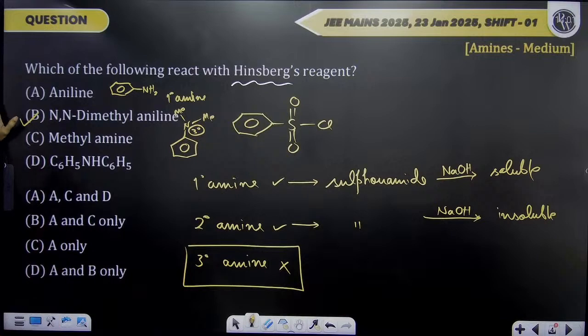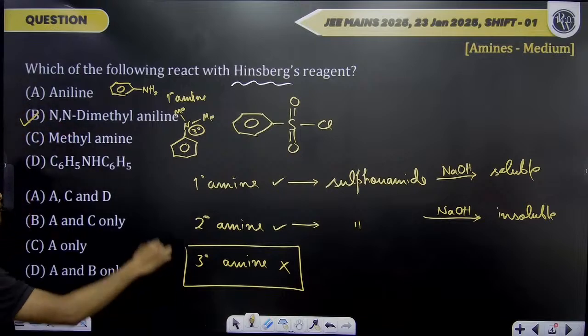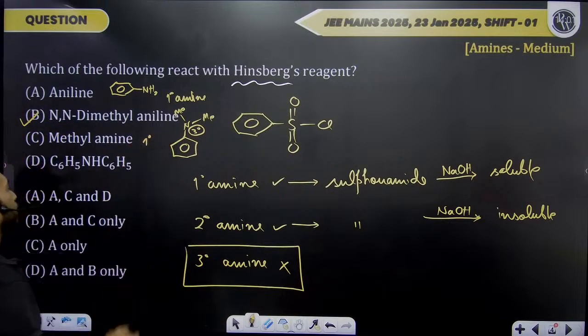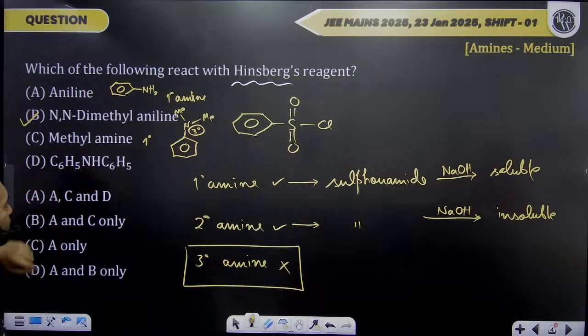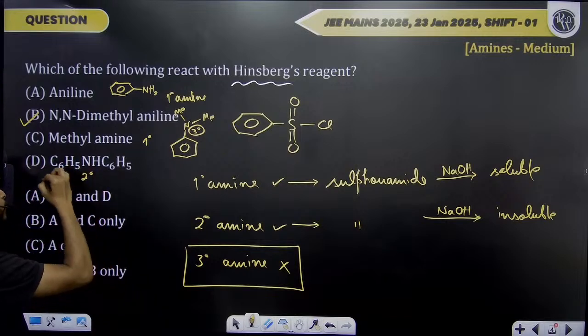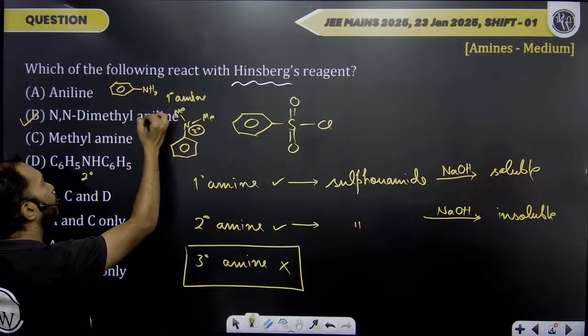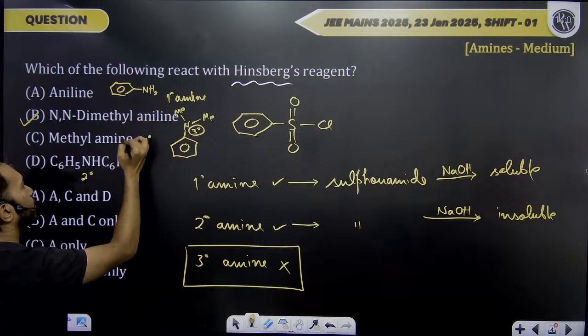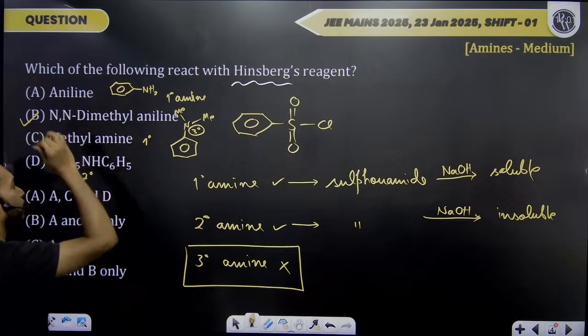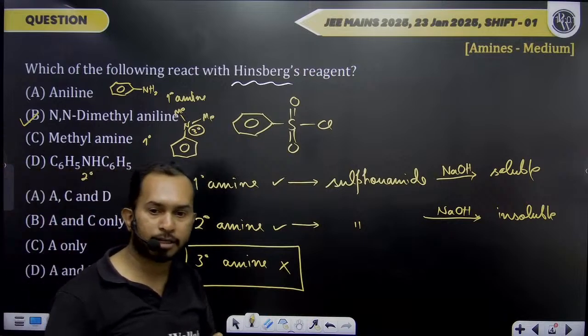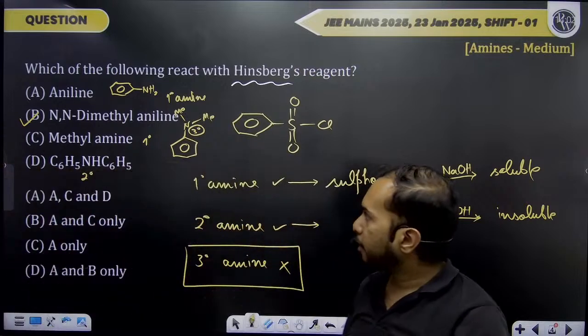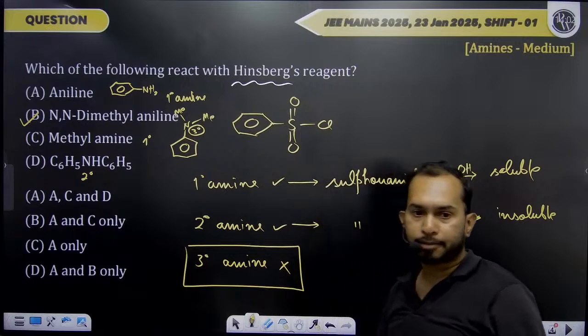If you want to check, you can check the other options also. Methylamine. Methylamine is which degree? 1 degree, right? C6H5NHC6H5. This is which degree? This is 2 degrees. So this will react with Hinsberg reagent. B option will not react. C option will react with Hinsberg reagent. A option will react with Hinsberg reagent. So the correct answer will be the 3-degree amine, that is B option, right?